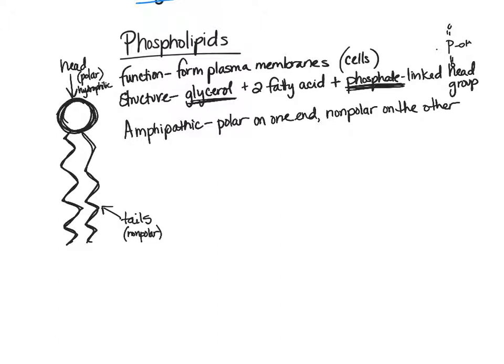And then we have these tails, which are nonpolar, which makes them hydrophobic. What ends up happening is that the head region is going to interact with water while the tails are going to be sequestered and move away from the water. So if we take a whole bunch of phospholipids and put them into water, which happens because our bodies are made up of large amounts of water, they end up forming a bilayer.